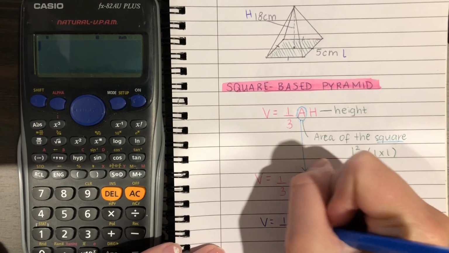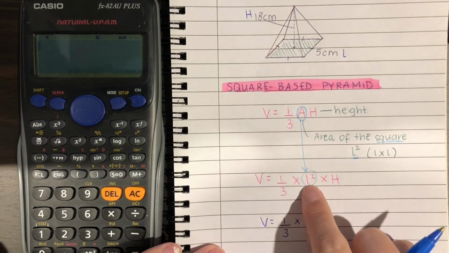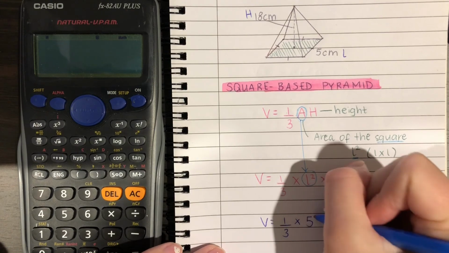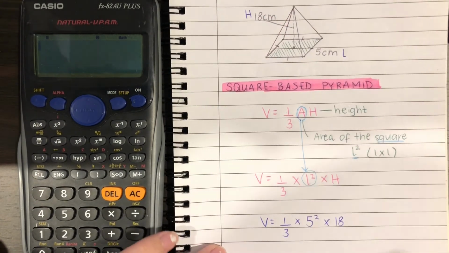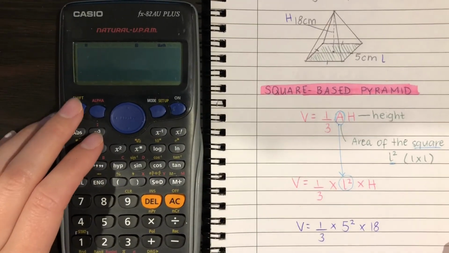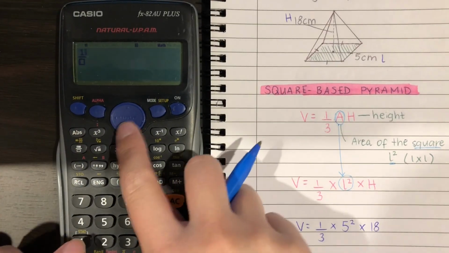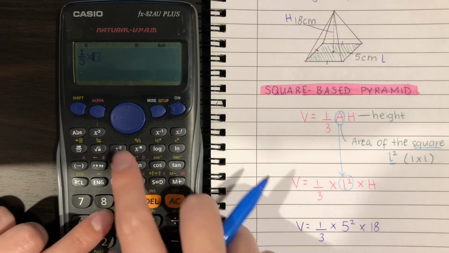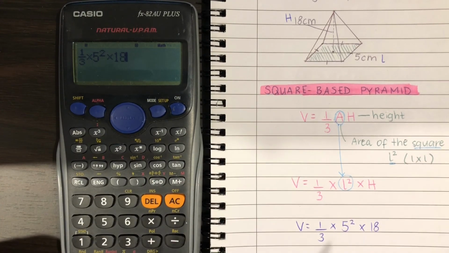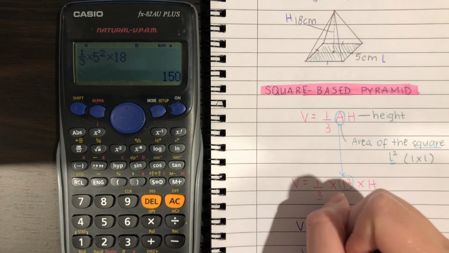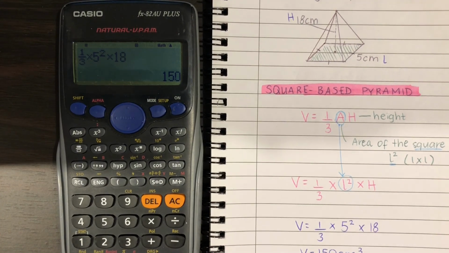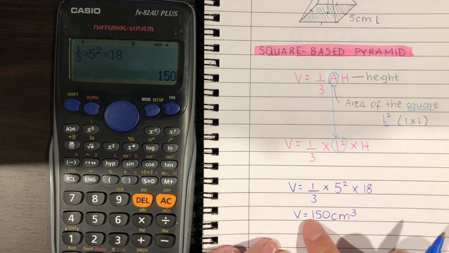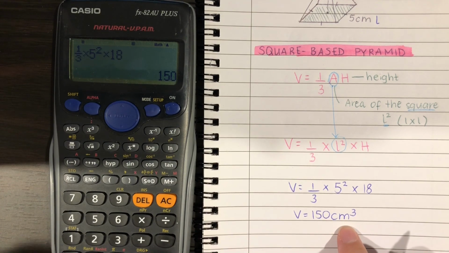So V equals 1/3 times the length squared, which is 5. So 5 squared times the height, which is 18. So you put it in your calculator exactly how you see it. 1/3 times 5 squared times 18. That equals 150 centimeters cubed, because we calculated volume.